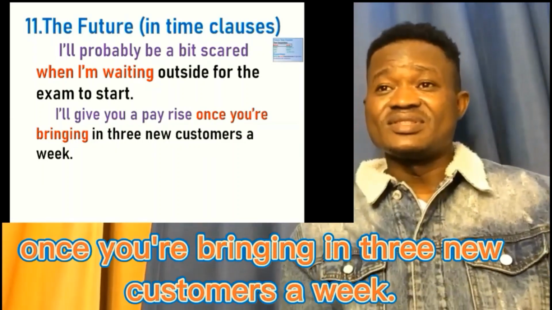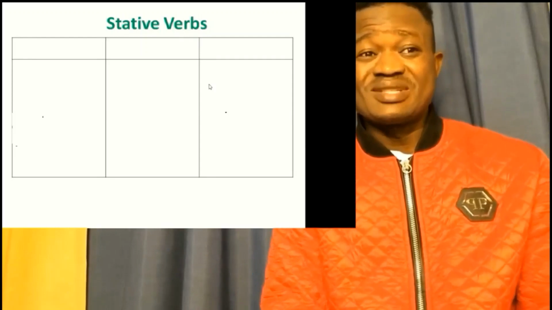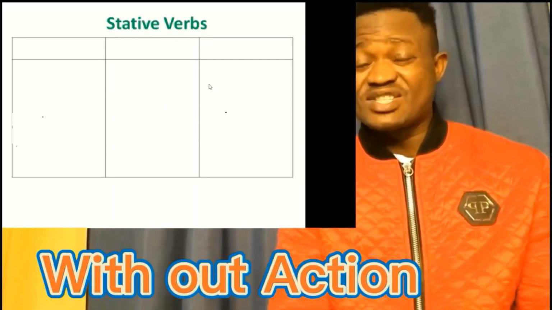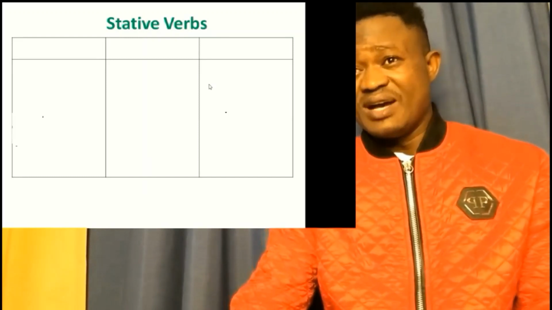This is a time clause. Verbs. Okay, so let's talk about stative verbs. When you talk about stative verbs, these are verbs without action. These are state verbs. So let's talk about these verbs.